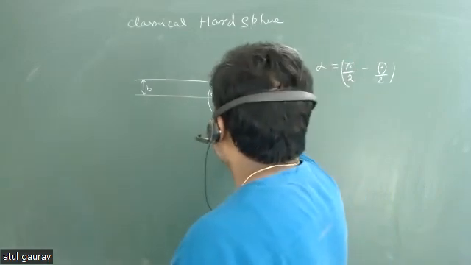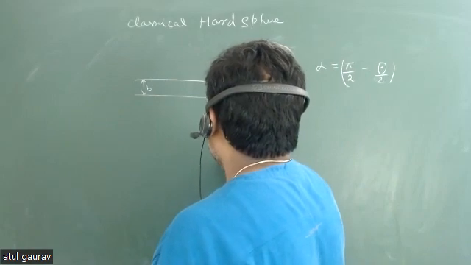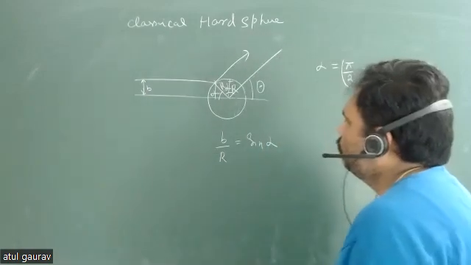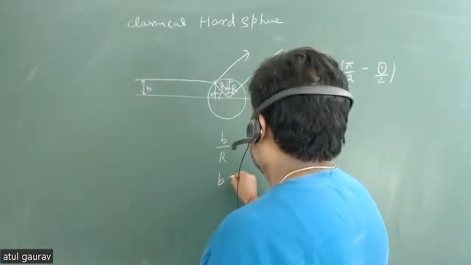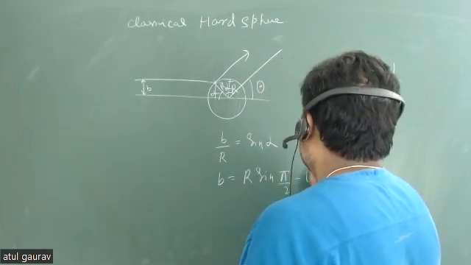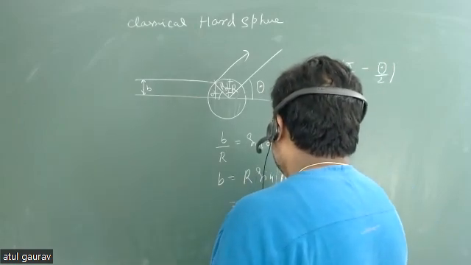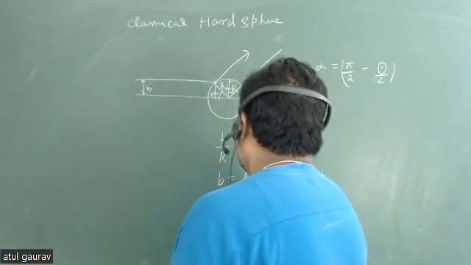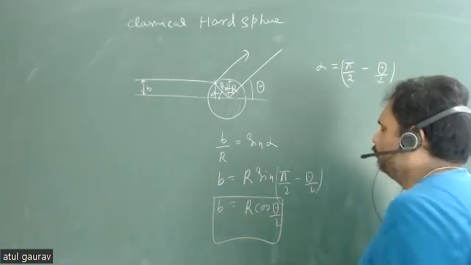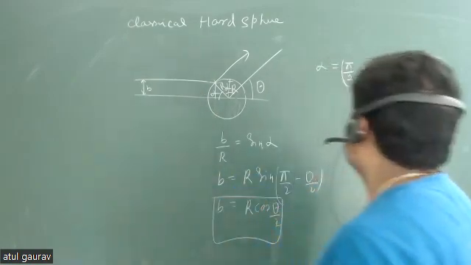So you can use geometry. This b will be exactly here. So you can write b by r is equal to sine alpha. Have I written it correctly? So what is your b? b is equal to r sine of (pi by 2 minus theta by 2). So that value is equal to r cos theta by 2. So this is your b. Okay, so once you have this, you can see this b is a function of the scattering angle. As you change b, the value of theta will keep changing.